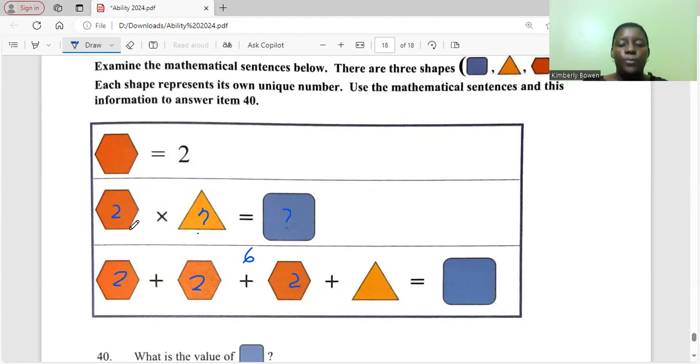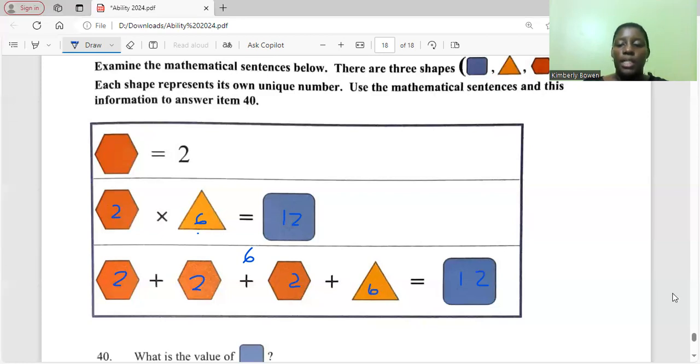So I start thinking now, if 2 times this number gives me this number, and I know that these are 6 plus whatever this number is gonna give me this number, then I can say that 2 times 6 is 12. This is how I reasoned it out. 2 times 6, 12. I can also say 6 plus 2 plus 2 plus 2, which is actually 6, is equal to 12 again. That's how I got my answer.